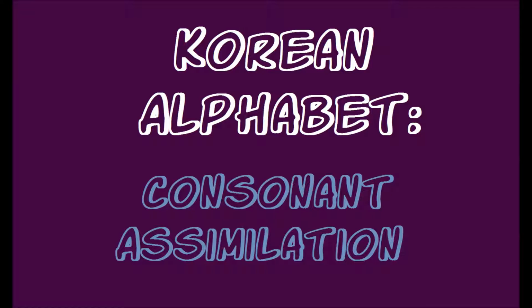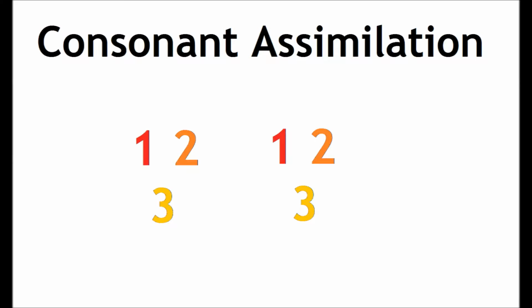This lesson will be on consonant assimilation, specifically nasal assimilation, RL assimilation, and liquidation. Consonant assimilation is when one consonant at the end of a syllable is followed by another consonant at the beginning of a syllable, which causes one or both of them to be pronounced differently. This only occurs in specific circumstances involving only some combinations of letters.